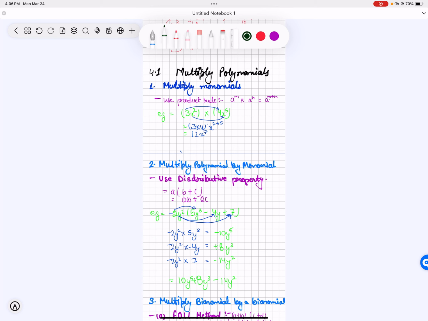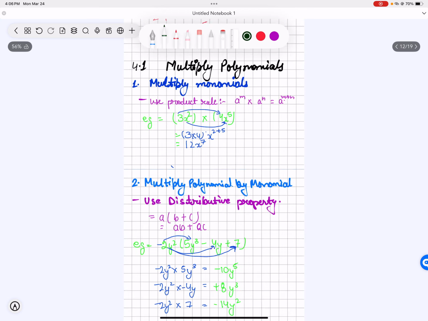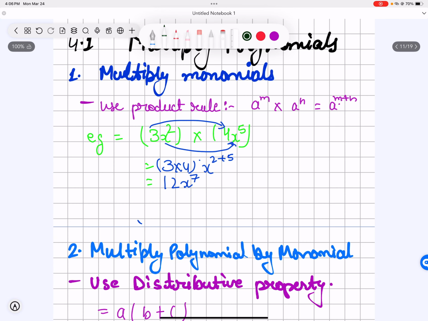In this video, we're gonna learn about how to multiply polynomials. In order to multiply polynomials, we use a product rule. As I mentioned earlier, we multiply the coefficients and we add the exponent value of the variable part. So if it's a number part and then a variable part, it has power n and power m, and we get power m plus n.